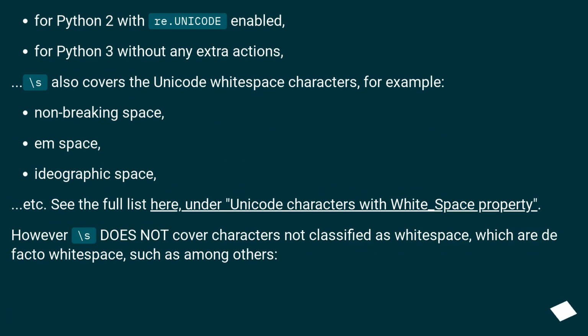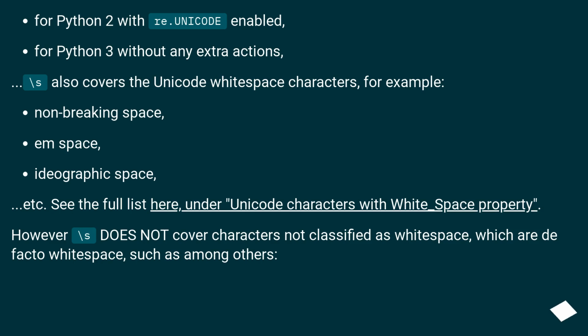for Python 2 with re.UNICODE enabled, for Python 3 without any extra actions, \s also covers the Unicode whitespace characters, for example, non-breaking space, em space, ideographic space, etc. See the full list here, under Unicode characters with White_Space property.